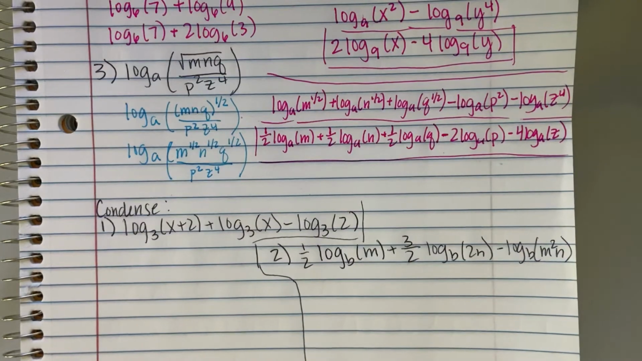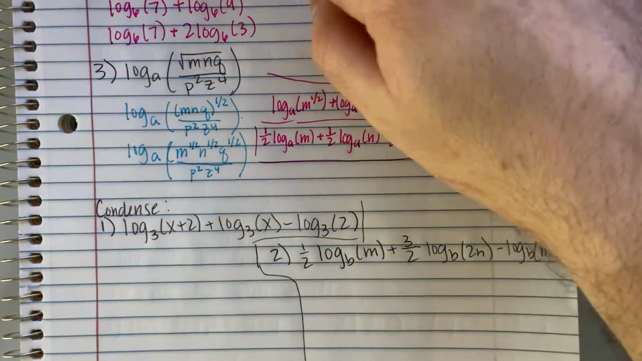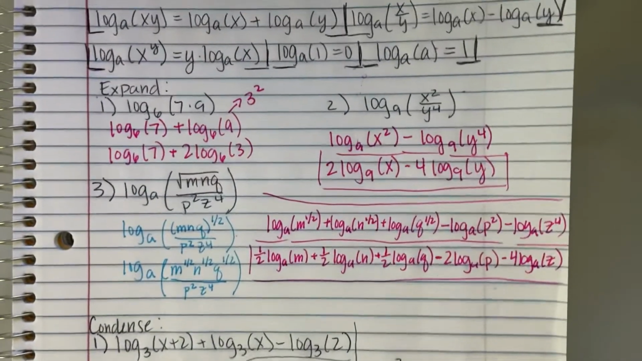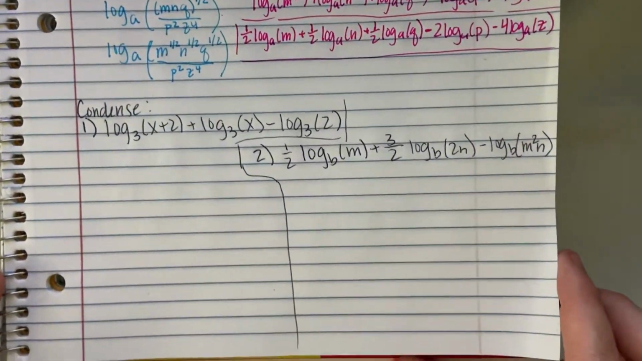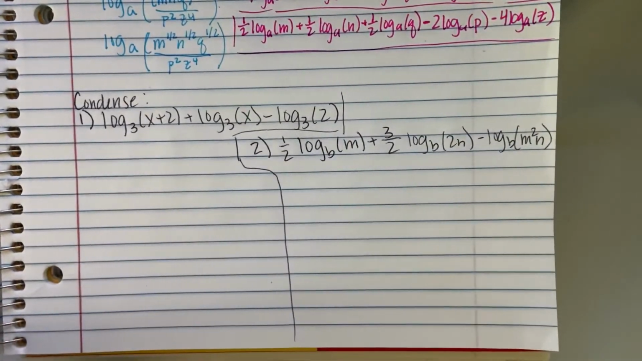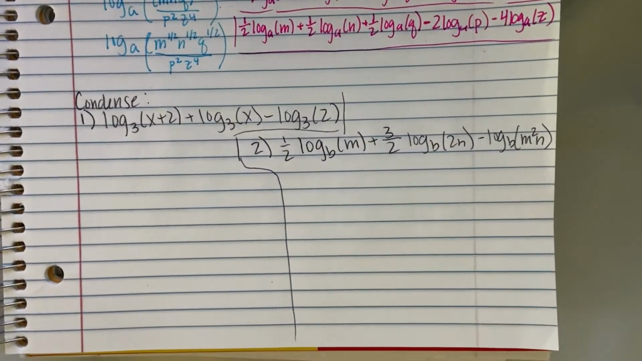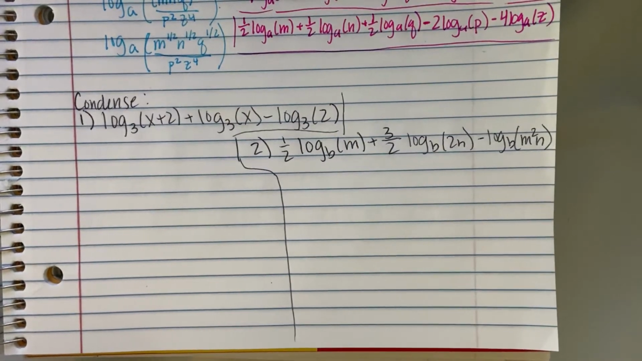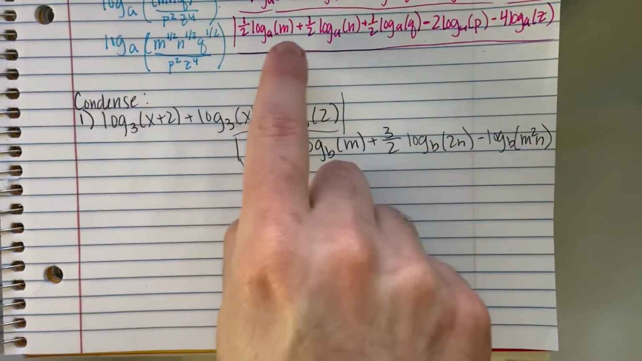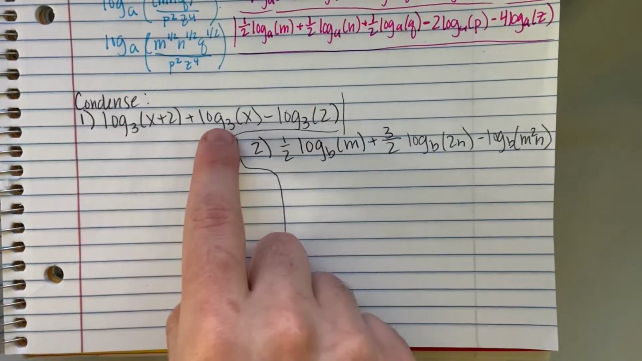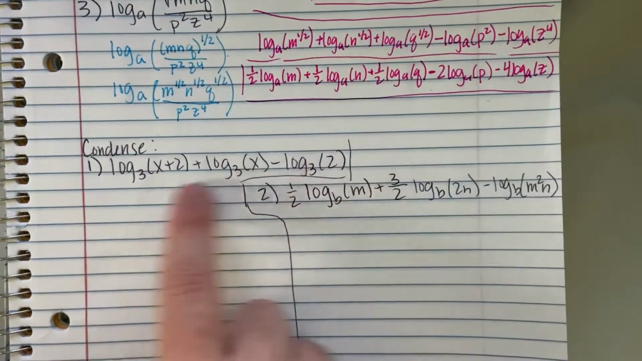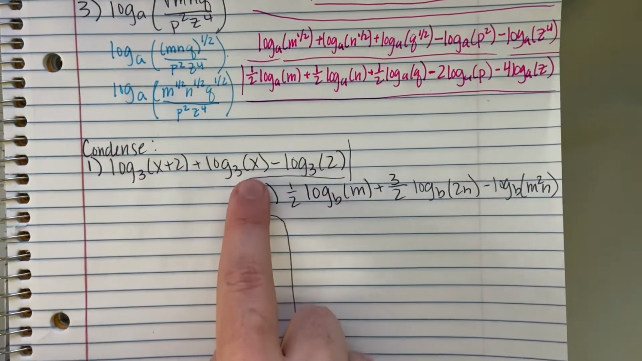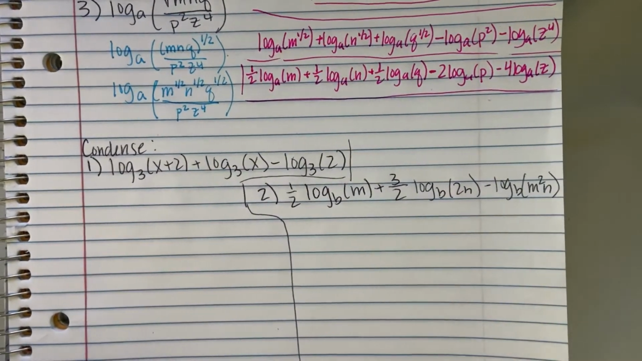Now, condensing, you're going to go from the right side of the rules to the left side, because you're going to try to put everything back into a single logarithm. So let's look at number 1, log base 3 of x plus 2 plus log base 3 of x minus log base 3 of 2. So just like we tried to turn everything with a plus, or everything in the numerator became something with a plus in front of it, we're now doing the opposite. Everything with a plus in front of it's going to end up multiplied in the numerator.